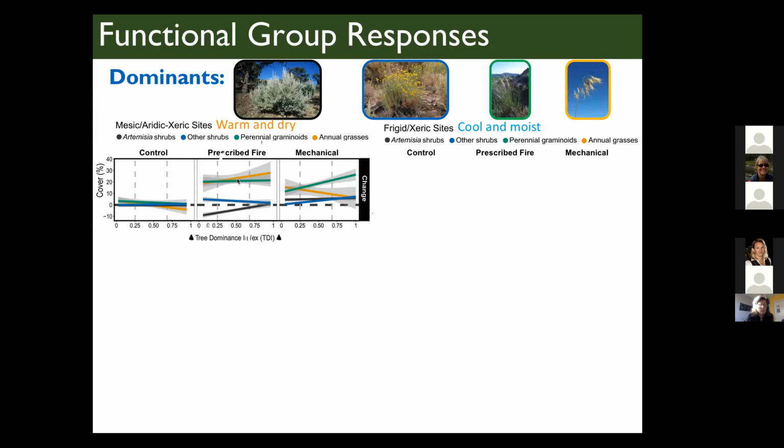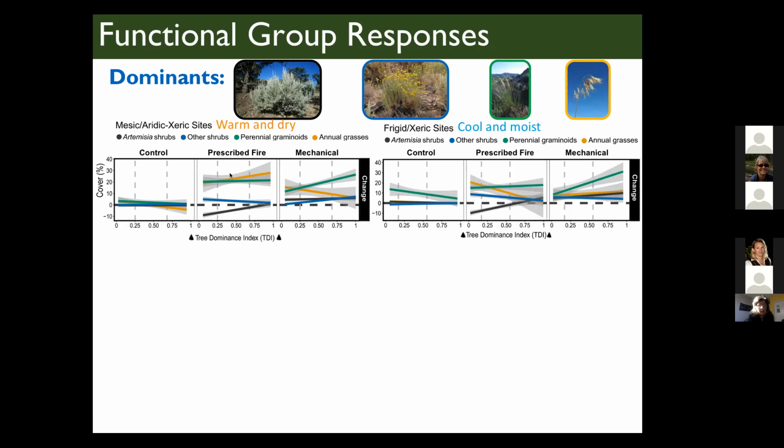But the 2 really big responders here were first the perennial graminoids, where prescribed fire increased perennial graminoids pretty much across the TDI board. And for the mechanical treatments, we saw a bigger increase at higher levels of TDI. And then while that's good news, it unfortunately came at the cost of increases in annual grasses with both prescribed fire and mechanical, although it was certainly worse in the prescribed fire.